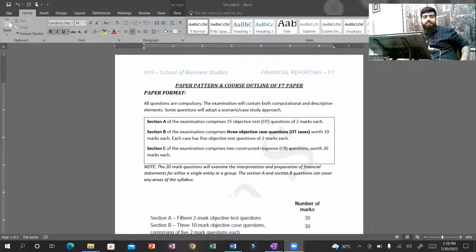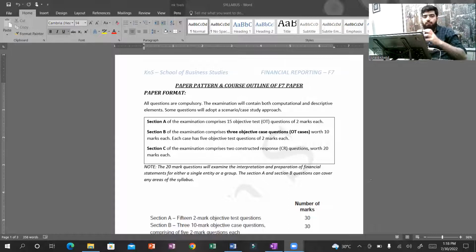Now, section C is a CRQ section. CRQ stands for constructive response questions, in which two long questions will be tested. Each question will carry 20 marks, which means two questions will carry 40 marks.